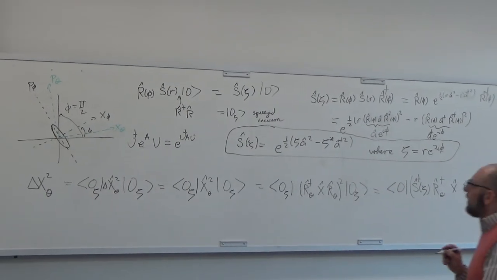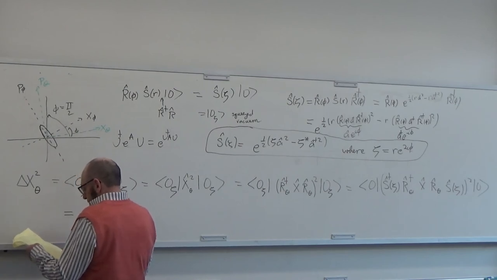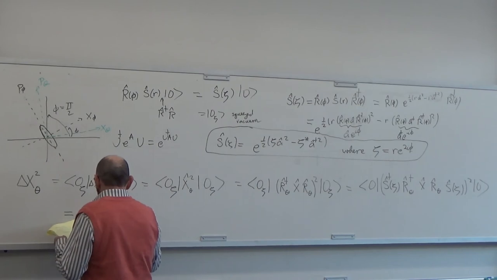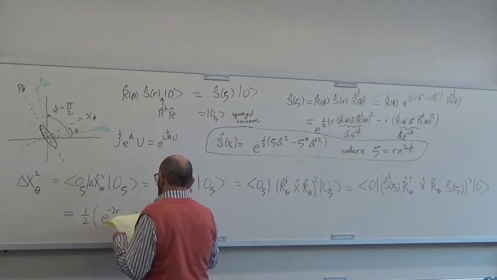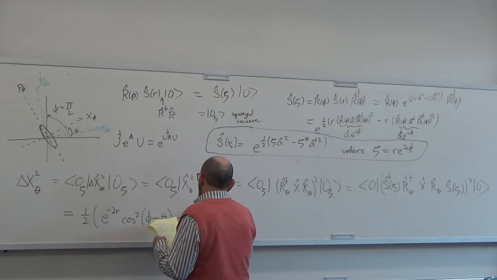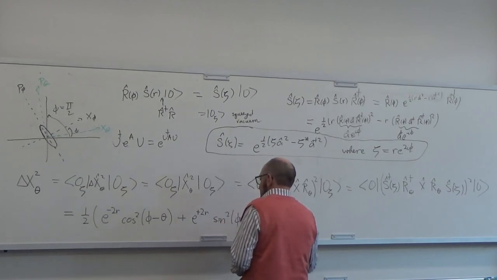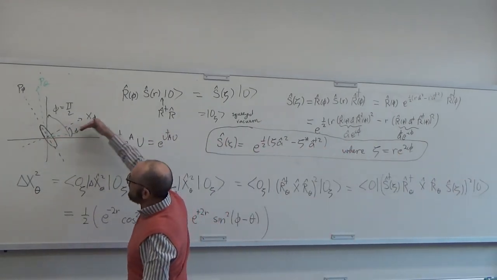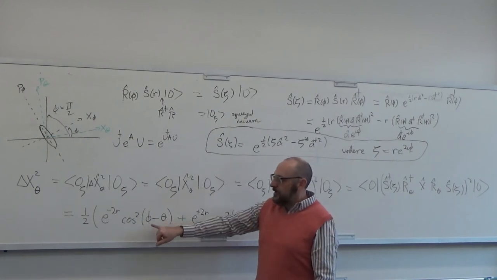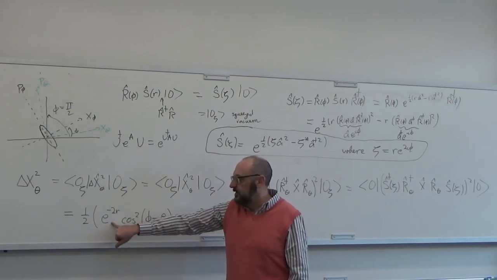And so what I will find when I do the tedious algebra is that this is equal to 1/2 e to the minus 2r cosine squared of phi minus theta plus e to the plus 2r sine squared. So as a function of the reference along which I'm looking, as a function of what theta I'm considering, when theta is equal to phi, I get the most squeezing. The fluctuations are the most below that.